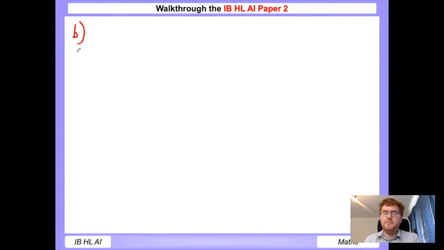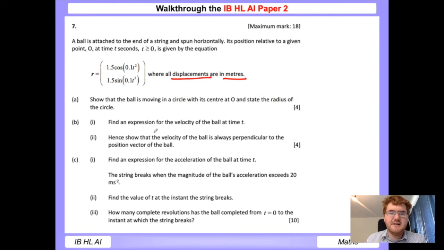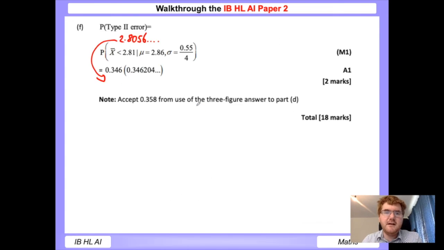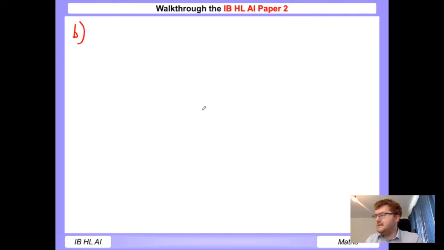So question B. So now we need to find an expression for the velocity of the ball at time t. So this is kinematics, this section. So remember the link between velocity and displacement. We need to find the derivative. Remember the derivative of the displacement is the velocity, and the derivative of the velocity is the acceleration. So remember that diagram between displacement, velocity, acceleration, that they are derivatives of each other. So what we need to do here is actually work out the derivatives.